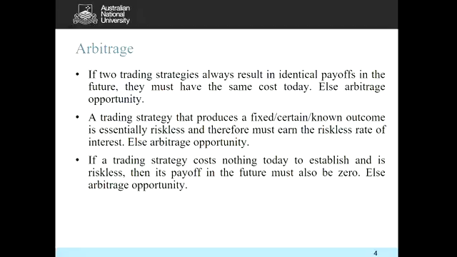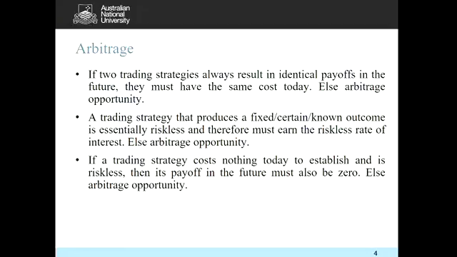For instance, if we have two stocks, stock A and stock B, and they always have the same payoff in the future, the same outcome in the future, then they must have the same upfront cost today. Otherwise, there will be arbitrage opportunities. I think that's quite intuitive.